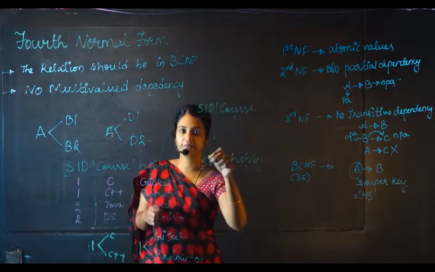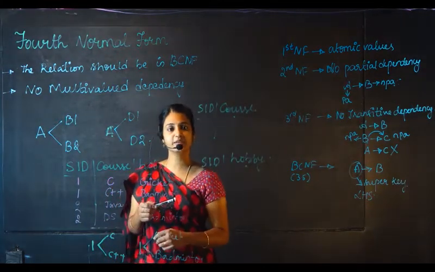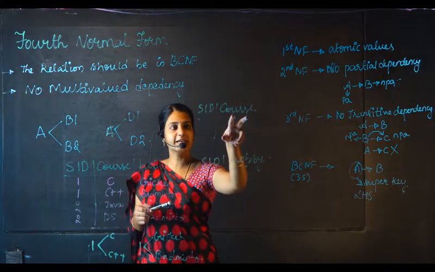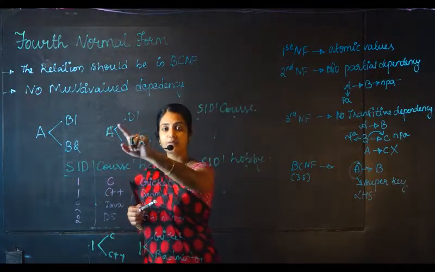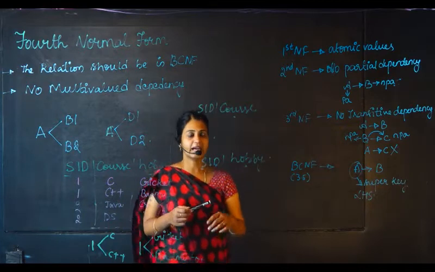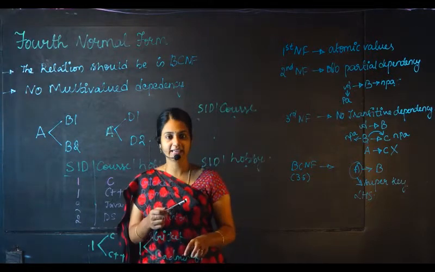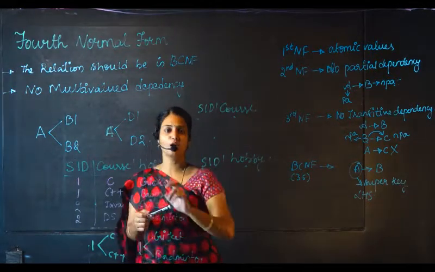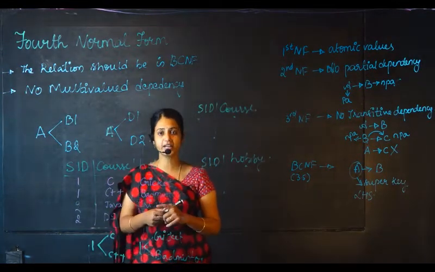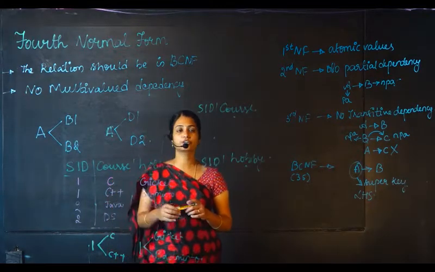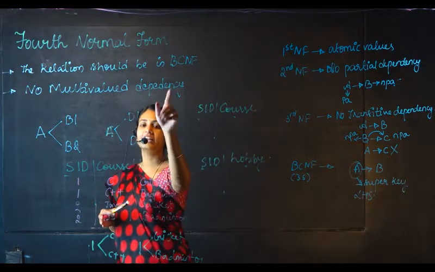Now check whether it is satisfying BCNF or not. Yes, obviously it will satisfy BCNF, because course is a non-prime attribute which is dependent on the SID, and SID is always a part of the super key. Even hobby is one more non-prime attribute which depends on SID, and SID is a super key. So this relation is satisfying BCNF. So what is the fourth normal form? It should not contain multi-valued dependency.